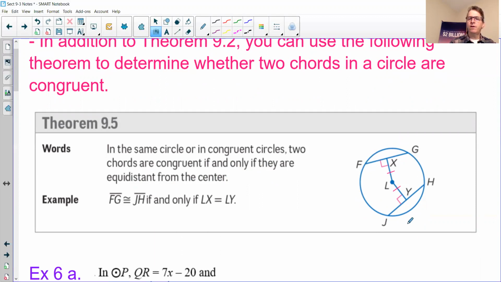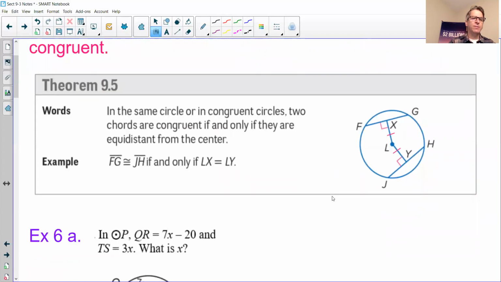Okay, so we have this figure here. Let's focus in on it. FG is congruent to JH if and only if LX is equal to LY. LX here is equal to LY. So we can use this to solve questions like example 6.